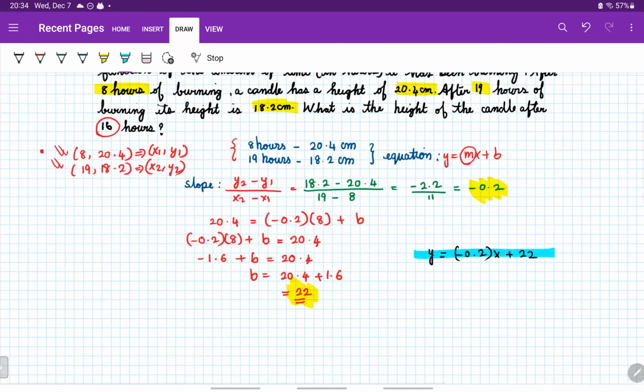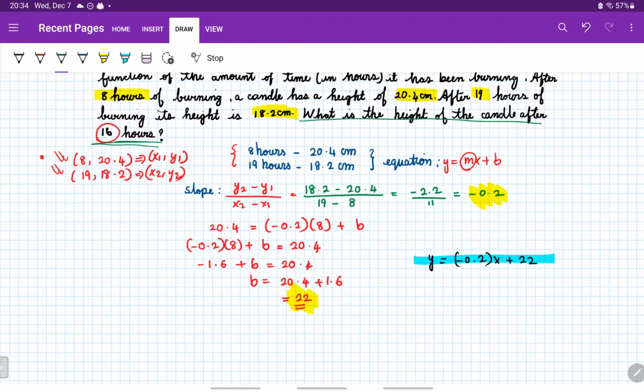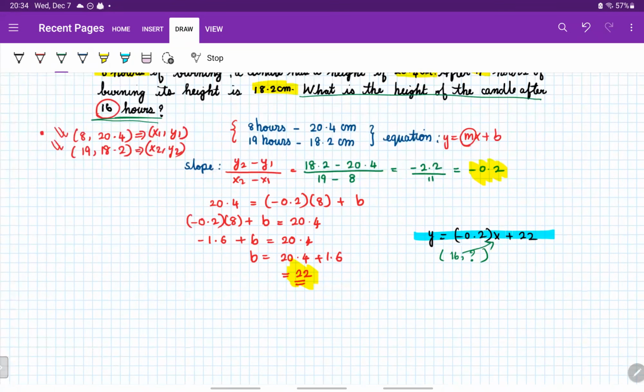Now, the main question that this word problem is asking us is to find the height of the candle after 16 hours. So essentially, the ordered pair would be 16 comma question mark. This is what we need to find. So what we would do is plug in our x value here and get what the y value is. It's very straightforward from here. So it would just be y equals negative 0.2 times 16 plus 22. We're just plugging in our x value.